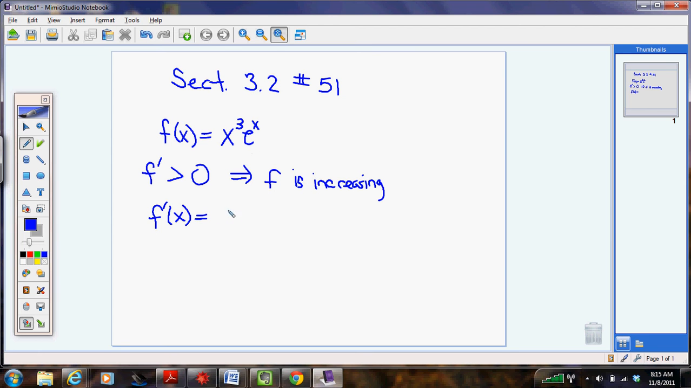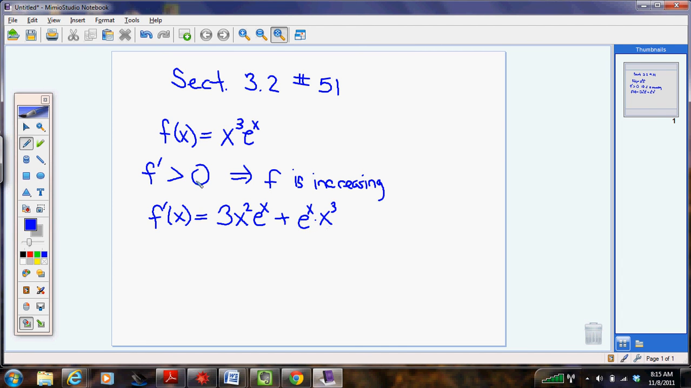Okay, so our first factor is x cubed, and so the derivative of x cubed, as we all know, is 3x squared. And then we need to multiply that by the second factor, e to the x. And then we'll add to that the derivative of the second factor, which is e to the x. We all know the derivative of e to the x is itself, times the first factor, x cubed.